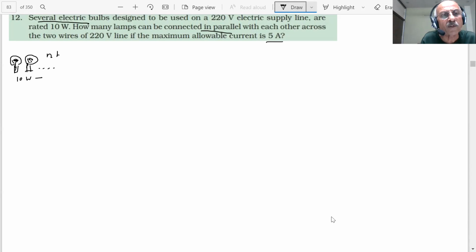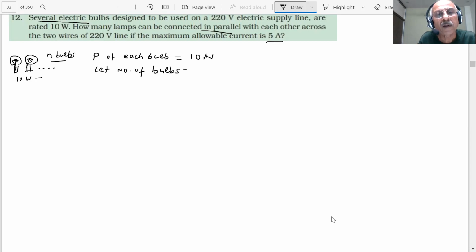Let there be n bulbs, students. Each bulb is rated how much? 10 watt. What is the power of each bulb, student? Power P of each bulb. How much? 10 watt. Let the number of bulbs be, how many? N. Okay?